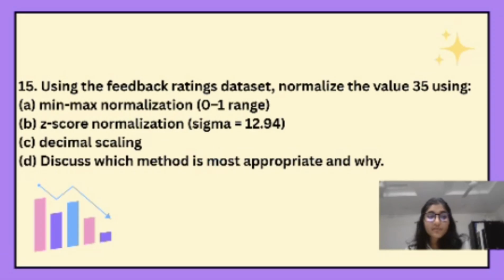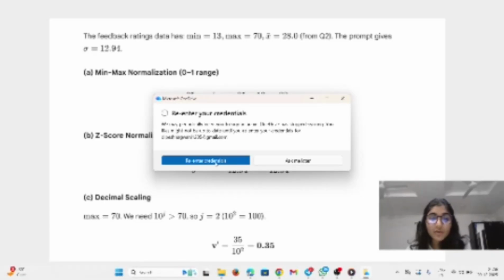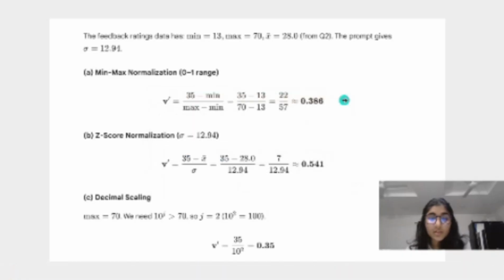Now moving on to question 15. The question says: using the feedback ratings dataset, normalize the value 35 using min-max normalization to the 0 to 1 range, then z-score normalization, that is sigma, then decimal scaling, and the D part is discuss which method is more appropriate and why. So the feedback data has a minimum of 30, a maximum of 70, x bar is equal to 28.0. The prompt gives sigma 12.94.